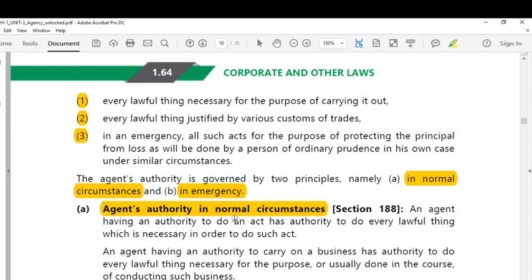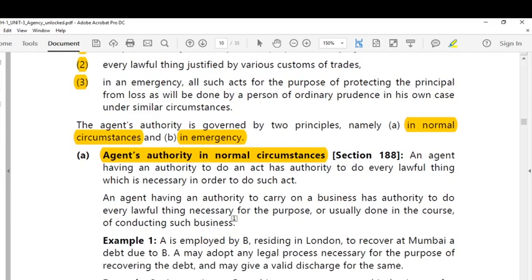Let us see agent's authority in normal circumstances. An agent having an authority to do an act has authority to do every lawful thing which is necessary in order to do such act. An agent having an authority to carry on business has authority to do every lawful thing necessary for the purpose. You have to remember, every lawful thing necessary for the purpose that is usually done in the course of conducting such business.